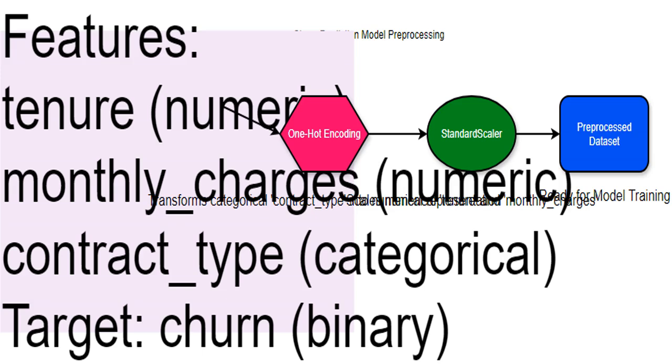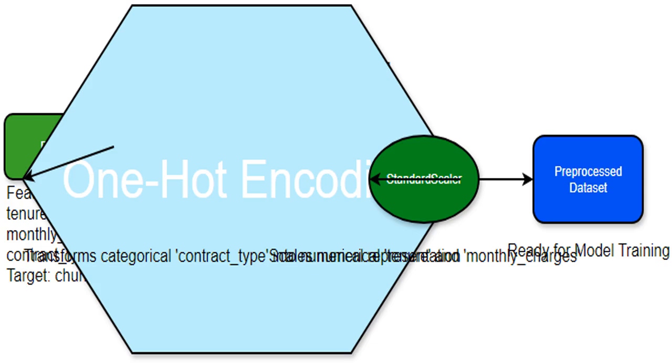Tenure and monthly charges are numbers, but contract type is a category, like month to month, 1 year, etc. To use contract type in my model, I need to convert it into numbers. One-hot encoding does just that. I create separate columns, one for each contract type. A 1 in a column indicates that the customer has that contract type, and a 0 means they don't. This is super helpful for my model.